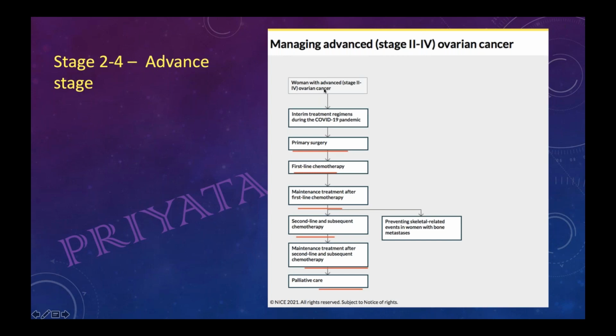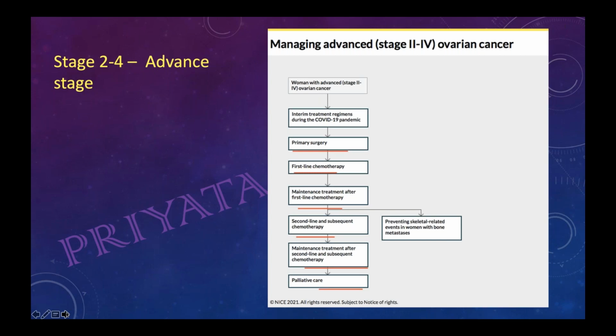So what is to be done in advanced cancer? They would be doing primary surgery, first line chemotherapy, then maintenance chemotherapy, second line chemotherapy, and last will be the palliative care. Okay, so this is the pathway that they have given.